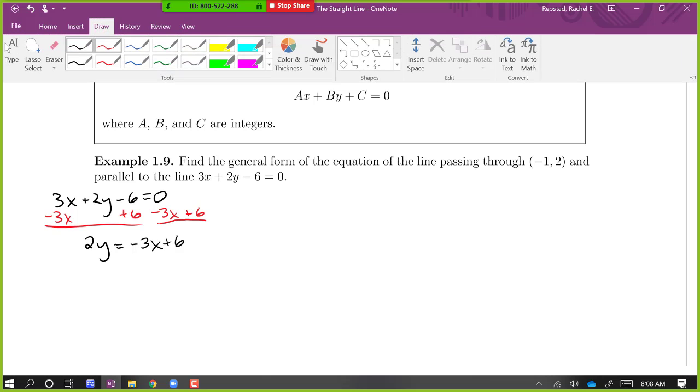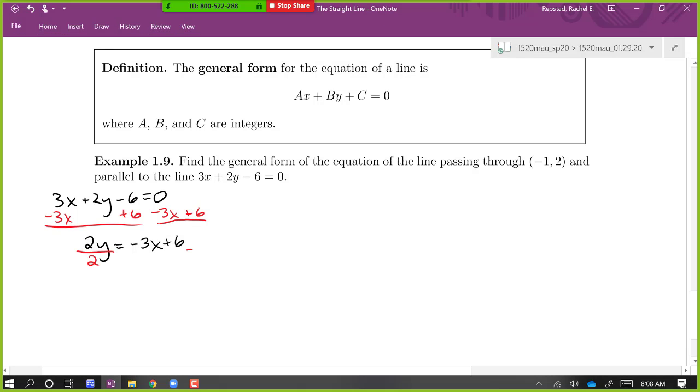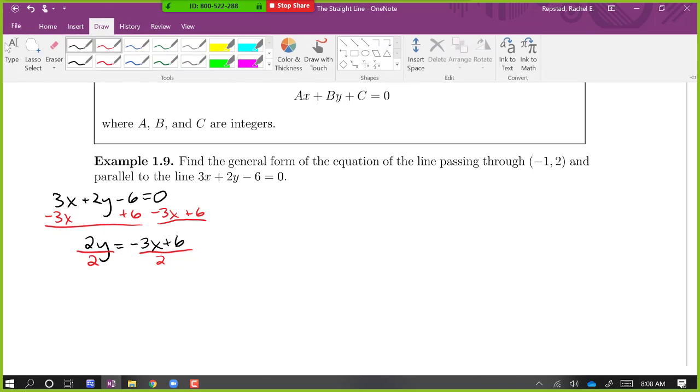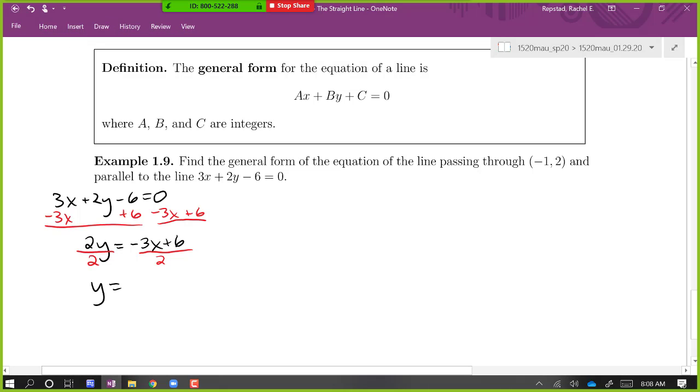So dividing by 2 gives us -3/2 x plus 3. So the slope of the line they gave us is -3/2. That means that our slope is -3/2 as well because it's parallel. Now, they want us to get the equation in general form. I'm going to worry about that at the end.